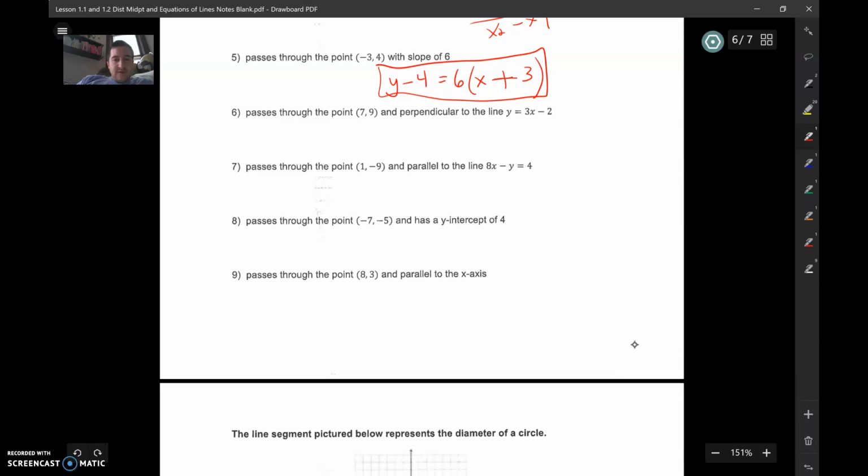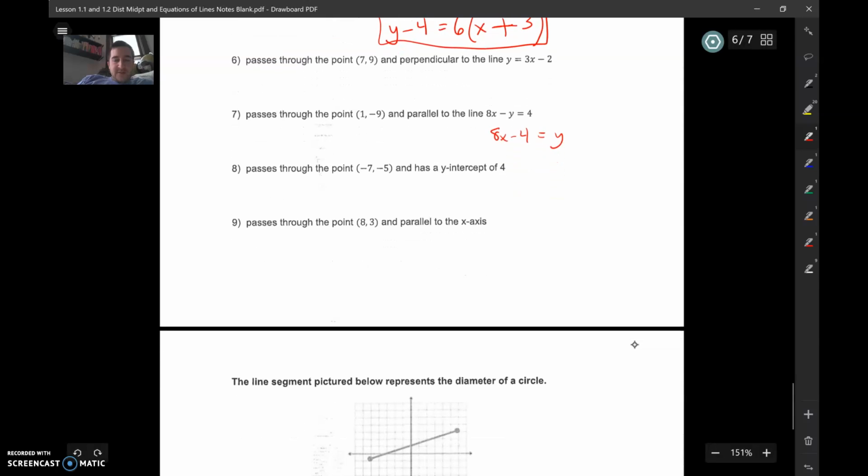Number 7, they want it to be parallel to this line, and you're like, well, that looks a little wonky. Sure it does, but rewrite it. Get the y by itself. Add the y over here and then subtract the 4, and now you're looking at a much more manageable equation. You know what that looks like. Y-intercept of 4, just remember that's the point (0, 4). So they basically gave you 2 points here. What do I do with 2 points, Mr. Smith? Well, you can make the slope, and then you can make your equation. All you need is 2 points.